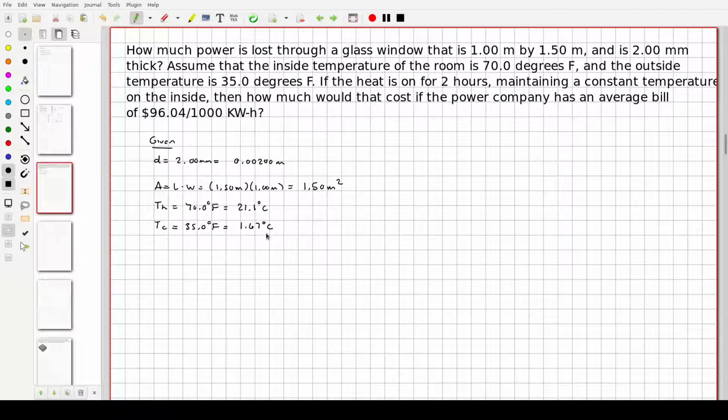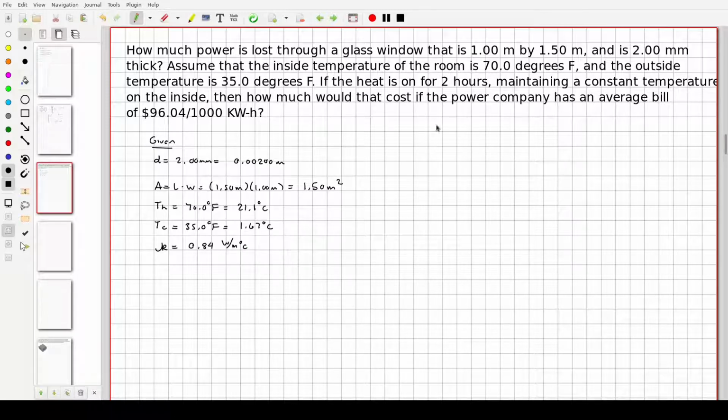Now, let's see here. It's a glass window. If you look up the thermal conductivity coefficient for glass, it ends up being about 0.84 watts per meter degree Celsius.